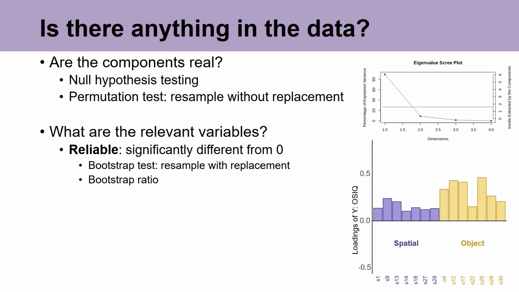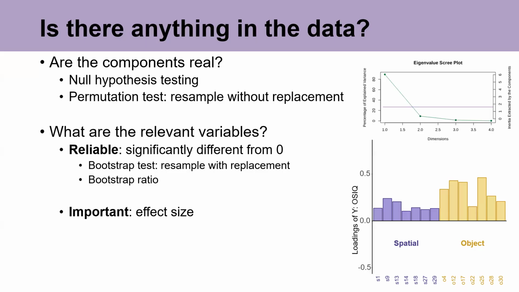And we have a new measure called the bootstrap ratio that we use to indicate whether it's significant or not. But we also want to know how important the variable is, because significant does not mean important, right? Significance doesn't mean you have a big effect size.